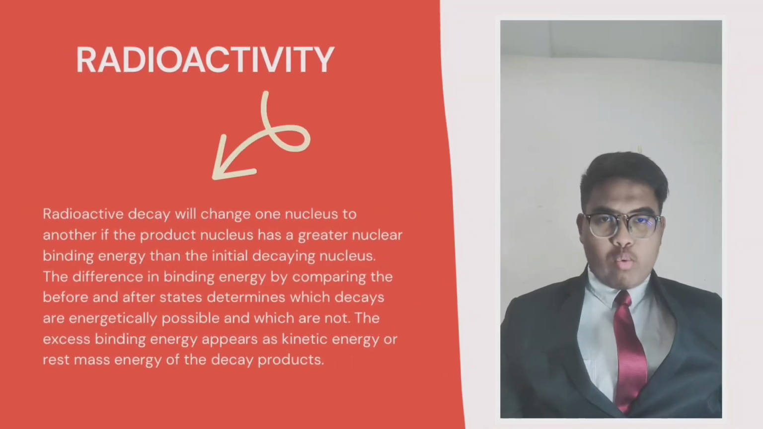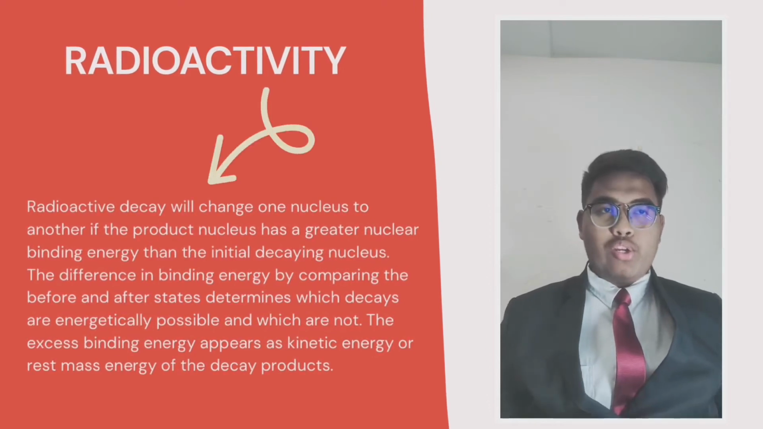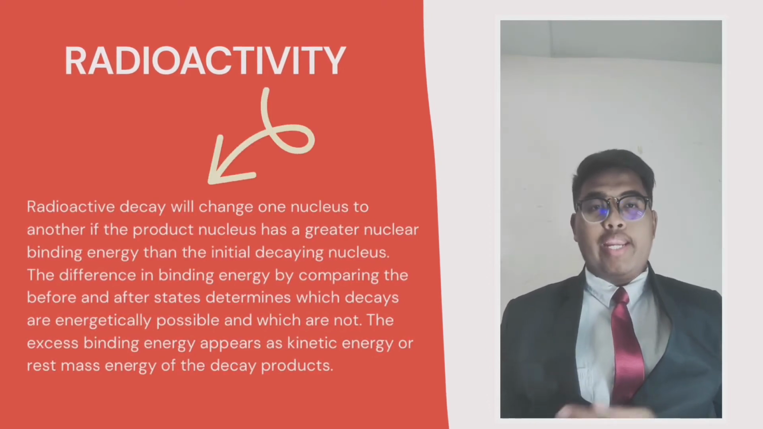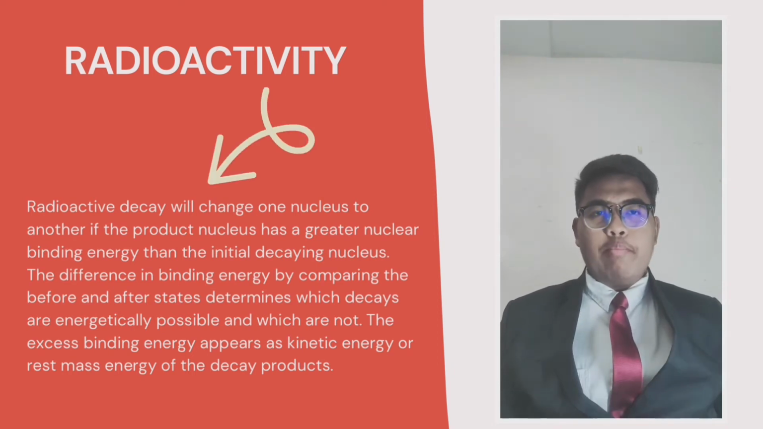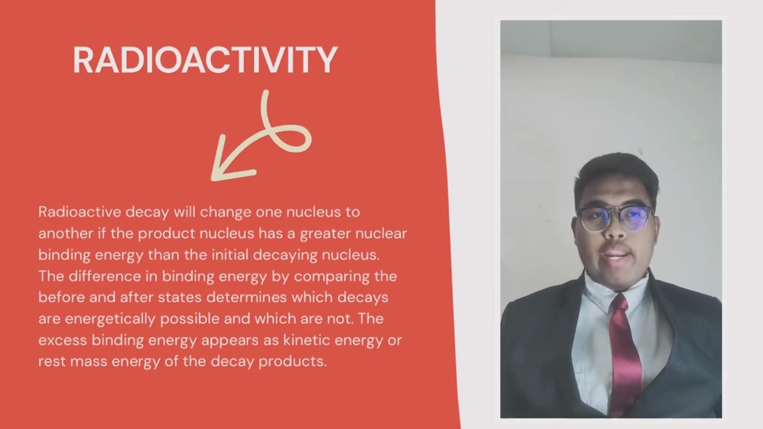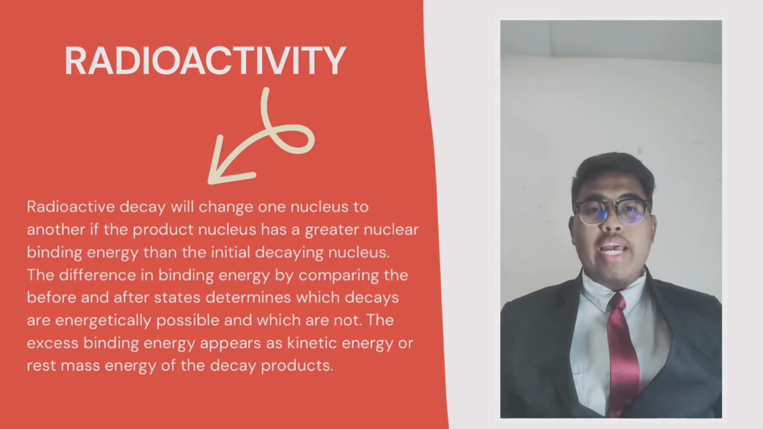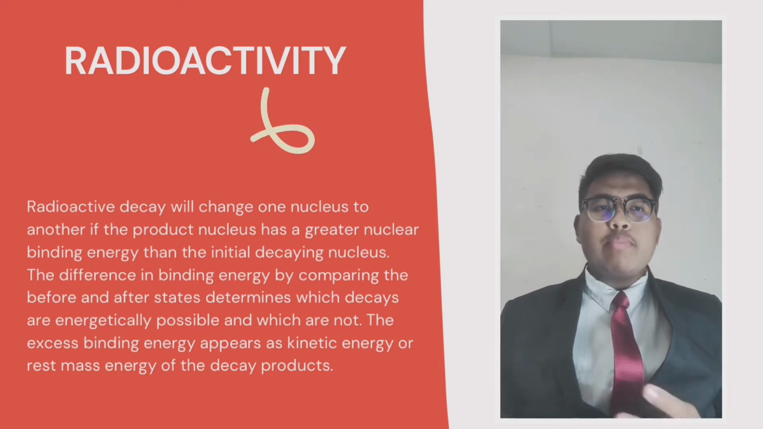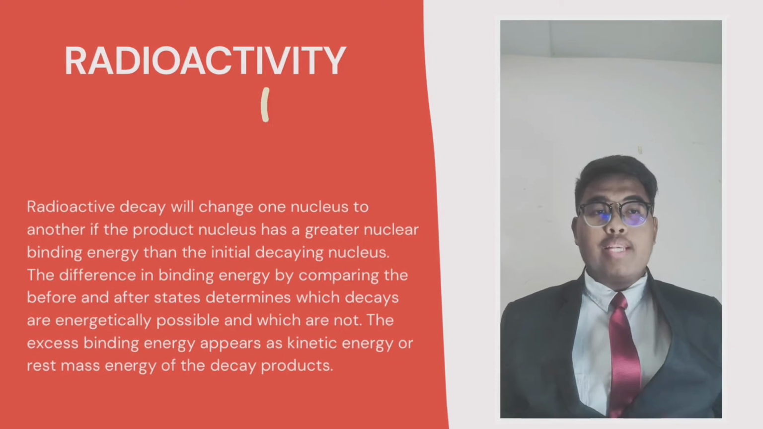Radioactive decay will change one nucleus to another nucleus if the product nucleus has a greater nuclear binding energy than the initial decaying nucleus. The difference in binding energy, found by comparing the before and after states, determines which decays are energetically possible and which are not. The excess binding energy appears as kinetic energy or rest mass energy of the decay products.